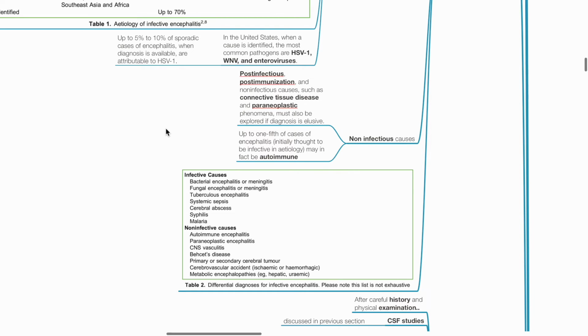Examples of non-infective causes include autoimmune encephalitis, paraneoplastic encephalitis, CNS vasculitis, Behcet disease, primary or secondary cerebral tumor, cerebrovascular accident, ischemic or hemorrhagic, metabolic encephalopathies, such as hepatic or uremic.